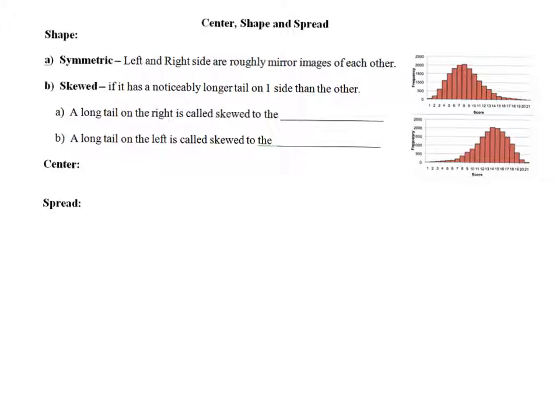So first of all, when I talk about shape, the shape can either be symmetric or it can be skewed. Symmetric means that the left and the right side are roughly mirror images of each other. So that's when my center is usually right in the middle of the data and the left side and the right side look pretty symmetrical. Skewed means it has a noticeably longer tail on one side than the other. If I have a long tail on the right side, then it's going to be called skewed to the right. So it actually makes it pretty easy. I'm just looking for where that tail is. So skewed to the right would be that first graph right here, because I see that I've got this extra tail on the right side.